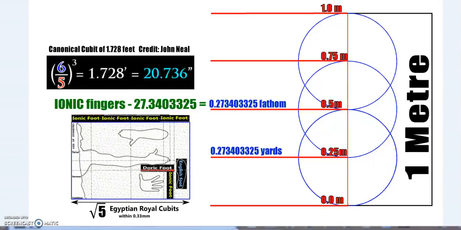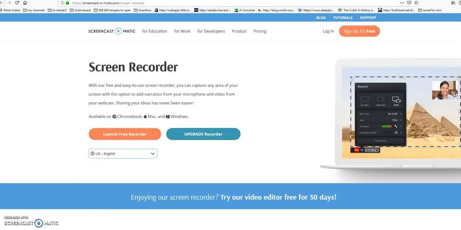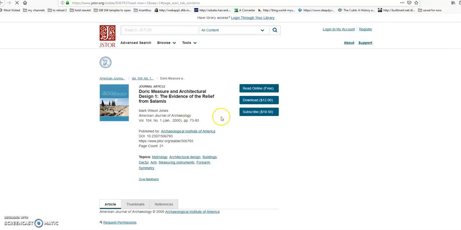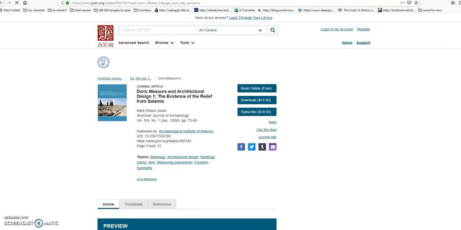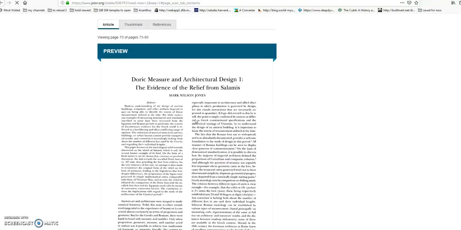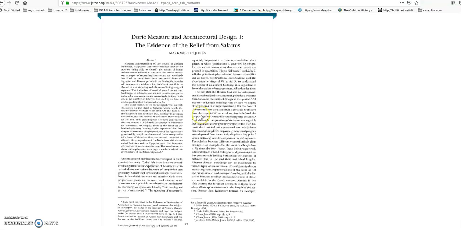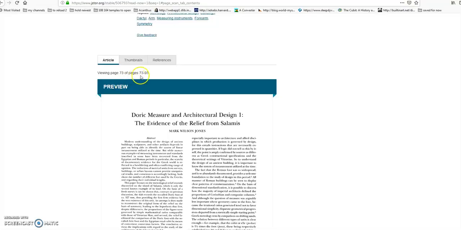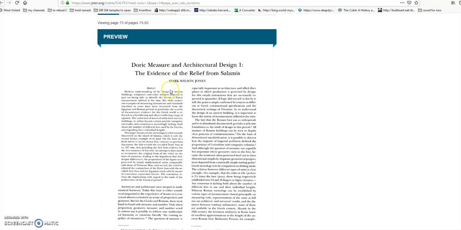Now I'll also link this paper, because this is a paper by Mark Wilson Jones, who uncovered the Salamis stone. This is on JSTOR. You can get this free to view on JSTOR, and I'll link that paper in there. And it's got some, again, really interesting connections between these ancient units of measure.